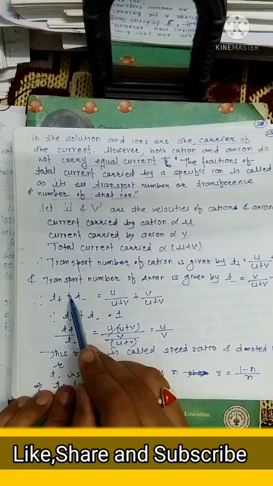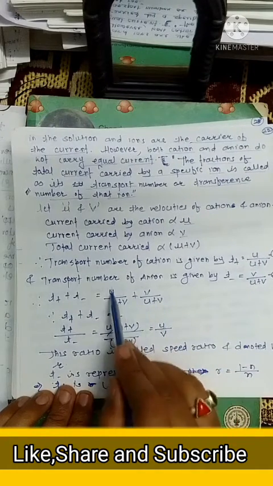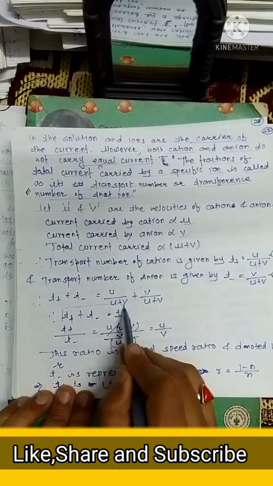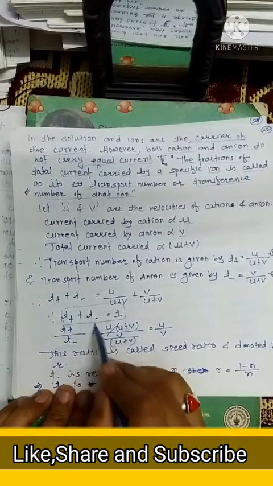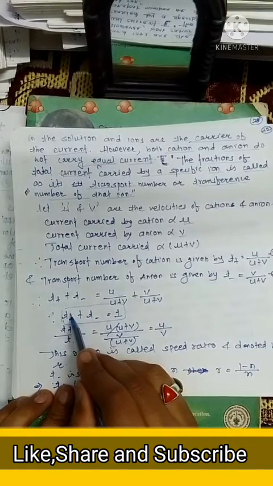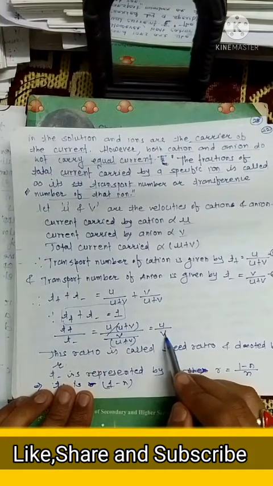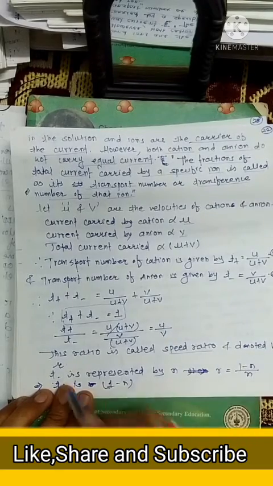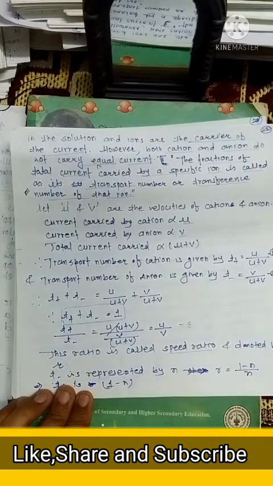So we can write T+ plus T-, which comes as this. If we solve this, it is equal to 1. So T+ + T- = 1. Now the ratio of transport number of cation to that of anion is equal to U/V, and it is known as the speed ratio, generally denoted by R. So U/V can also be denoted as R.